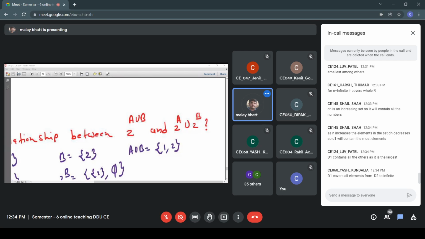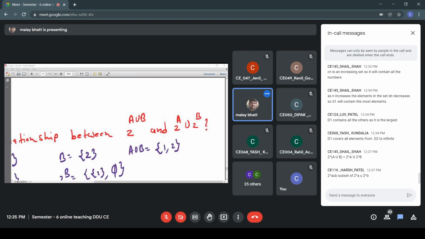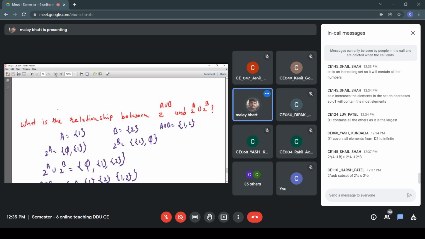Yes, if you can tell. 2 raised to A union B. So let us see what is the answer. You can understand, right? Most of you solved it correctly. So let us see the complete answer.